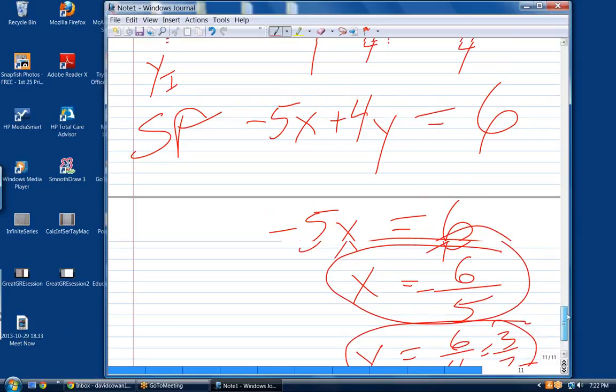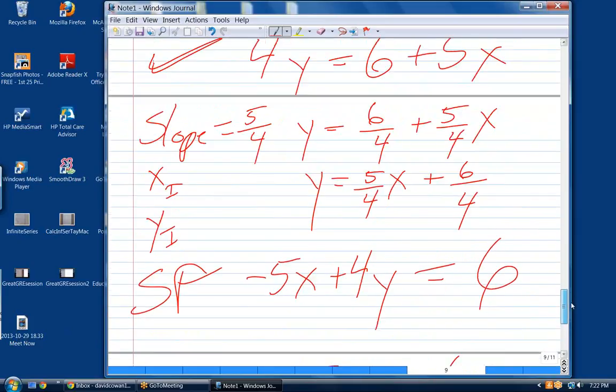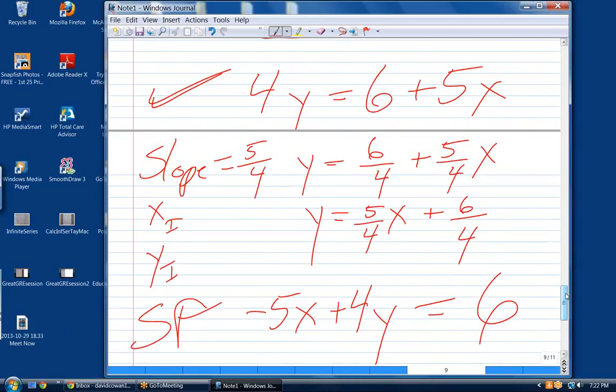So in order to solve this problem, we used two different formats. We put it into slope-intercept format, which was the easiest way to solve for slope. But the easiest way to solve for x and y intercepts was to put it in standard format.